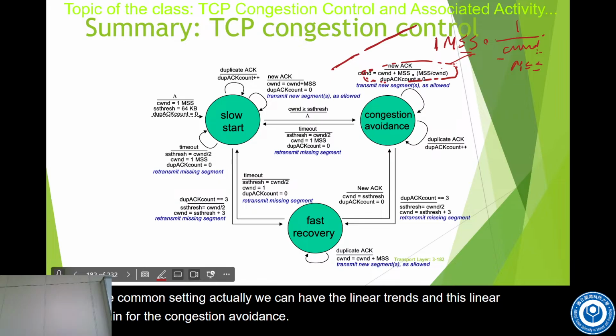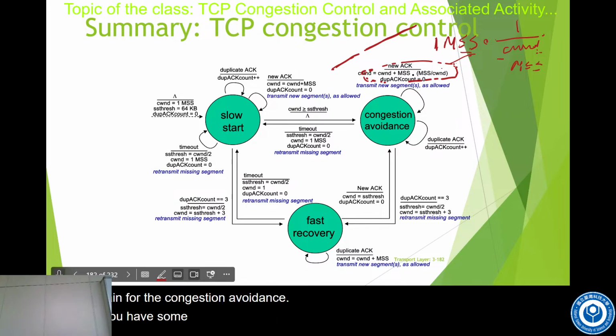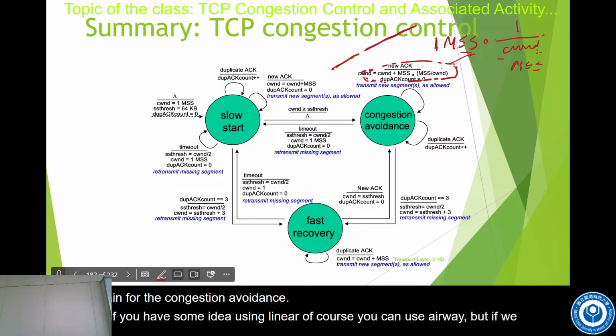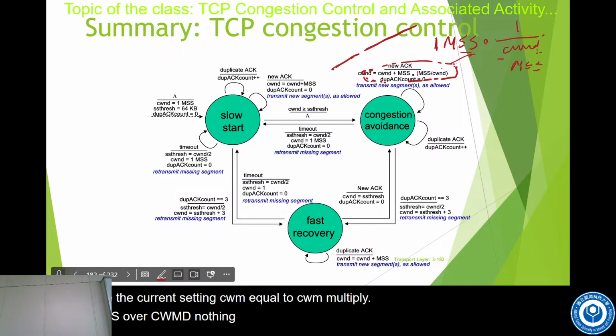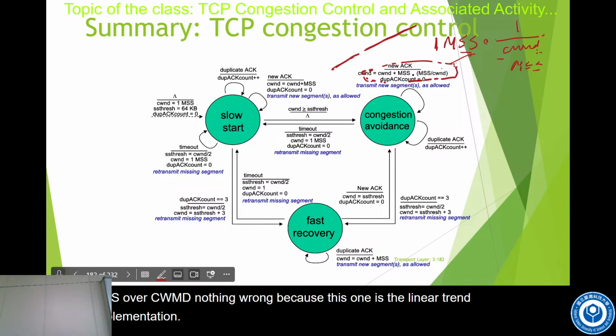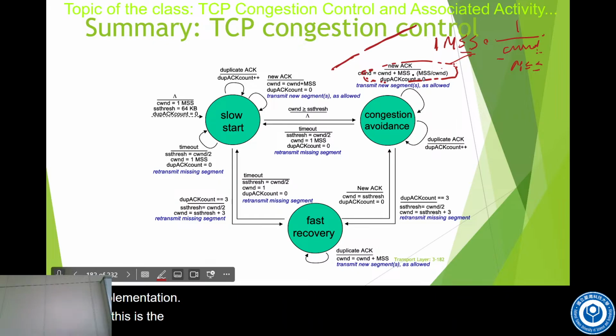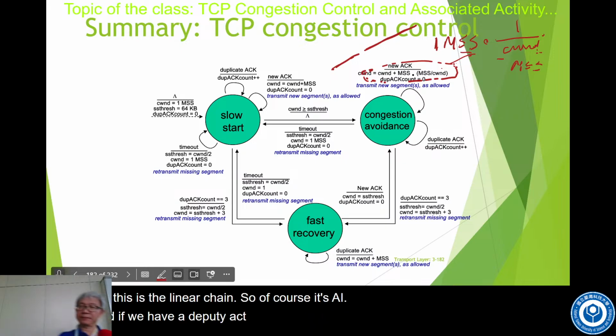And in fact, if you have some idea using linear, of course, you can use that way. But if we use the current setting, CWND equal to CWND plus MSS multiplied by MSS over CWND, nothing wrong because this one is the linear trend implementation. So this is the linear trend, so of course it's AI. Well, and if we have a duplicate ACK, then we increase.